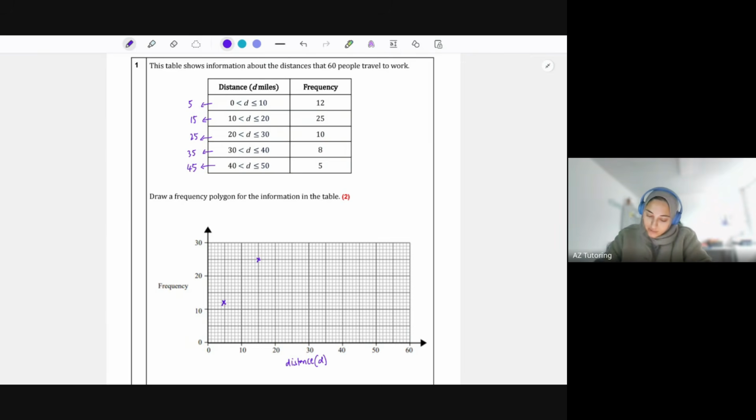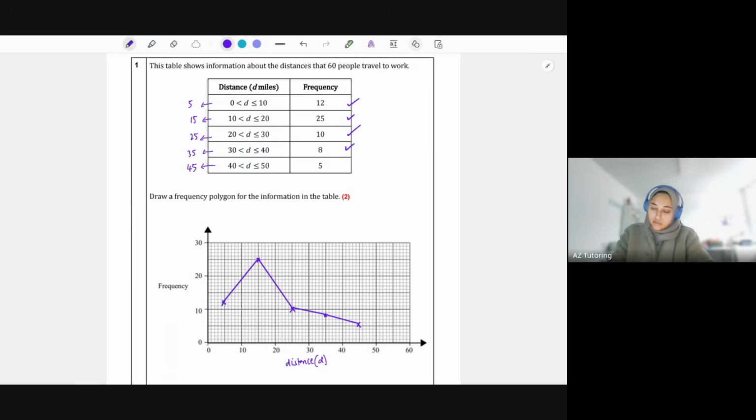We've then got 25, 10, 25 along the x-axis, and then 10 up is right here. I've done that, done that, done that. We've then got 35, 8, so 35's here. 8 is up here. And then we've got 45 over here at 5. Okay, and then to get your final mark with the frequency polygon, you have to join all the points up together. So I don't have a ruler on this, but I'll somewhat do it accurately. Using your ruler in the exam, you would just join all these points together. So it's a bit tricky to do on the tablet, but it would look somewhat like that. So you're just joining all the points together.